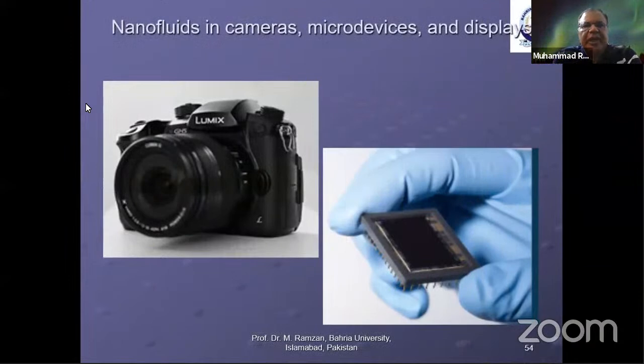Nanofluids in cameras, micro devices, and displays. A new study has demonstrated that liquids embedded with nanoparticles show enhanced performance and stability when exposed to electric fields, which could lead to new types of miniature camera lenses, cell phones, displays, and other microfluidics devices. This study reported that it may open a new vista for using nanofluids in microscale and nanoscale actuated device applications.